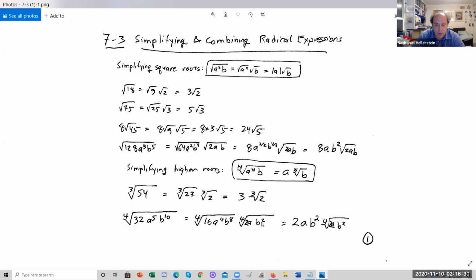All right, fourth root of 16 is 2. Fourth root of a to the fourth is a. Fourth root of b to the 8th is b to the 8th fourths, or b to the second. So we have 2a b to the second times the fourth root of 2a b squared.